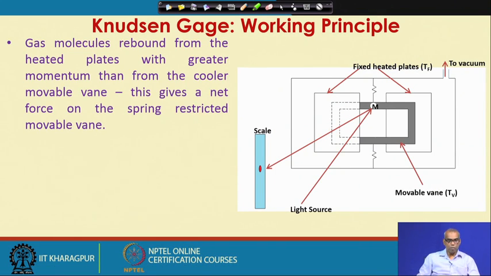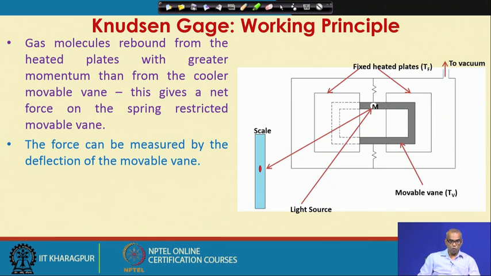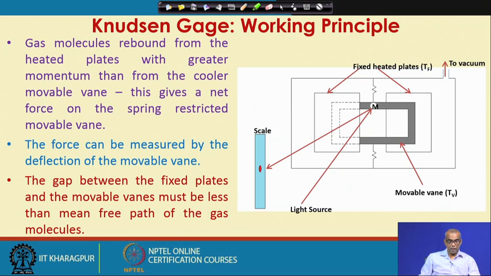So, gas molecules rebound from the heated plates with greater momentum than from the cooler movable vane. This gives the net force on the spring restricted movable vane. The force can be measured by the deflection of the movable vane. The gap between the fixed plates and the movable vane must be less than the mean free path of the gas molecules. This is very important.